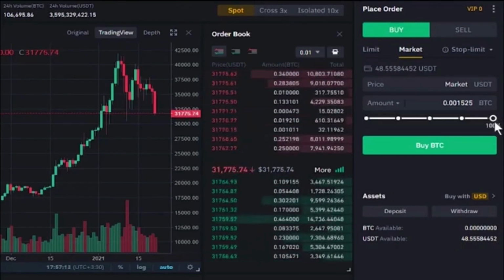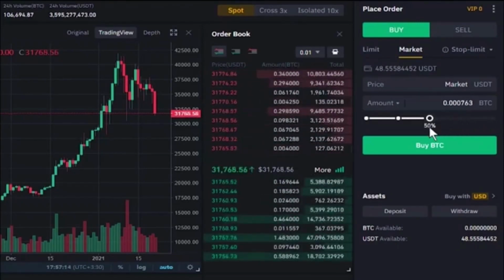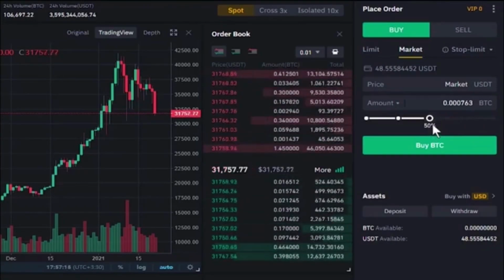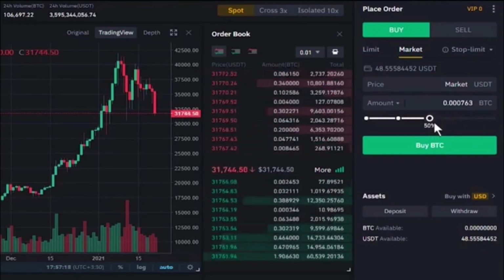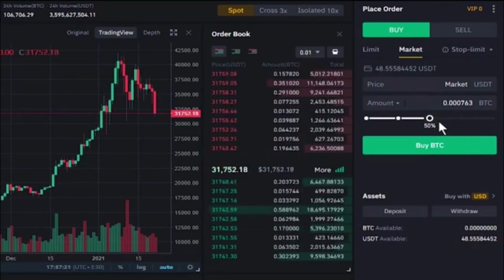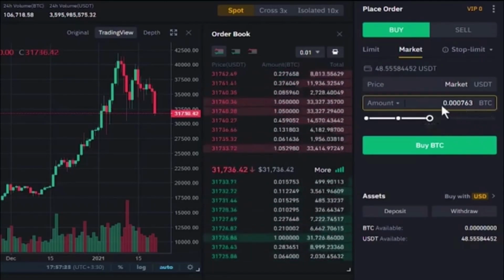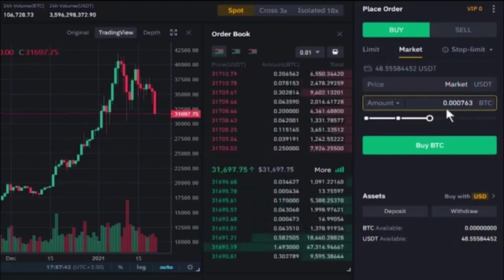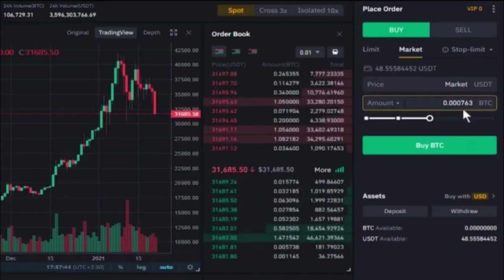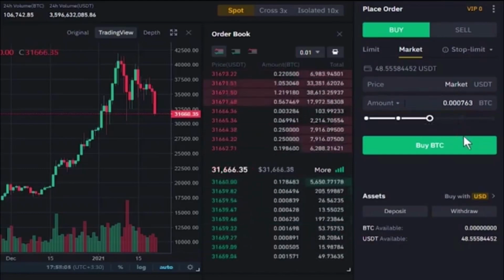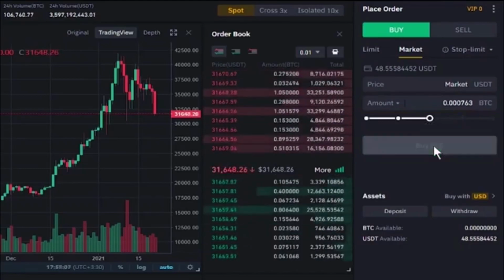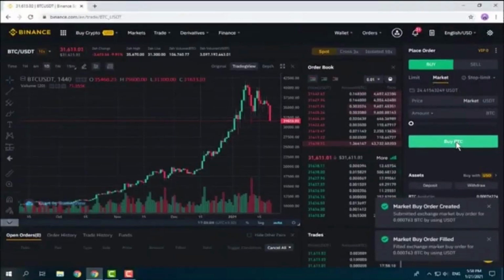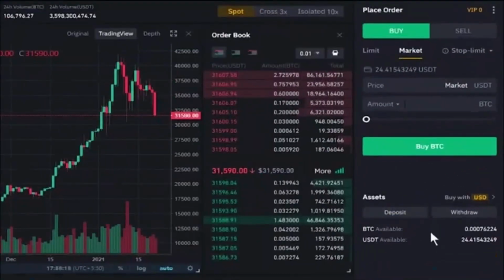Okay, let's for example set it on 50%, and this means that we're going to buy BTC at the current price of the market with half of our available Tether. And here it shows that with half of our available Tether, we can buy something like 0.0007 Bitcoin. And simply by clicking buy BTC, as you can see, it's done and we have bought Bitcoin.